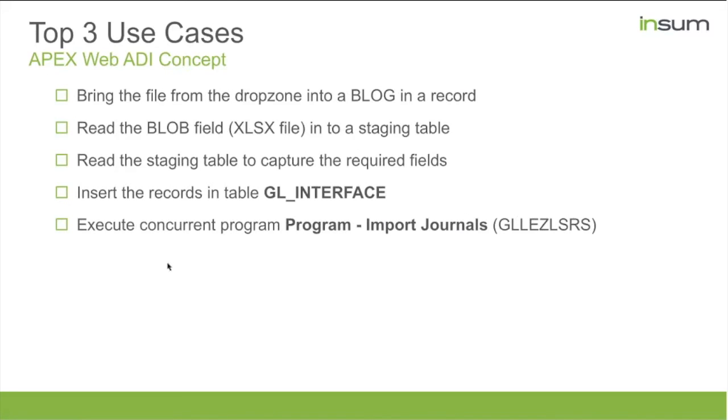So again, in this very simple use case, what we did is we brought the file into the drop zone, and that becomes a blob, sorry, not a blog, a blob in a record. You read the blob field using the PL/SQL library that Anton Scherer provides. So I can read that Excel spreadsheet that's now a field in a record. I read this info into a staging table. I read the staging table and insert the record into this GL interface and execute the program, the concurrent program in Import Journal. That is as simple as this.